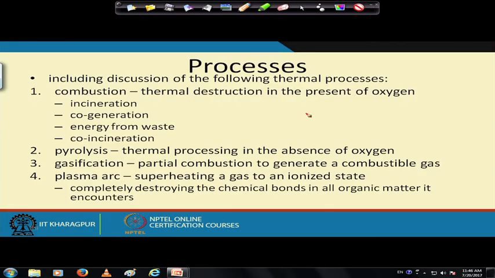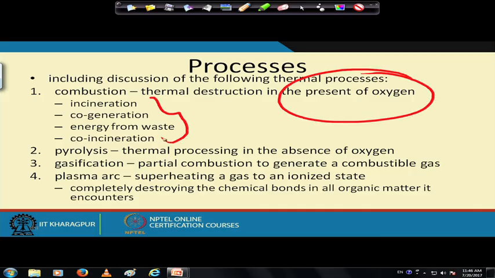So these are the things we have to know, the formula of the volatile solid, and we'll go there. But in terms of the process, we have combustion, which is essentially an oxidation process. There are different names given to combustion. We have incineration, cogeneration, energy from waste, or co-incineration.